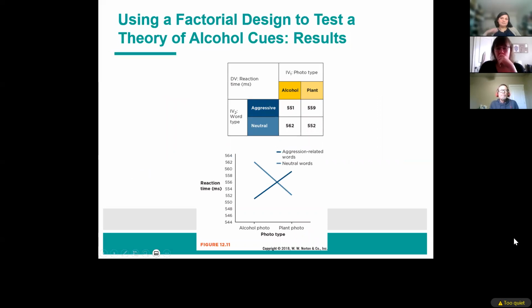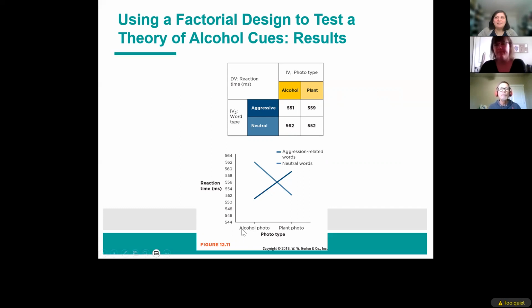All right, so first, is this an interaction? Yes. Perfect, we got that down. All right, so who wants to walk me through this comparison among those in the alcohol photo? Alacia, walk me through it.